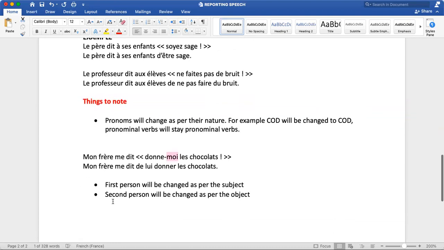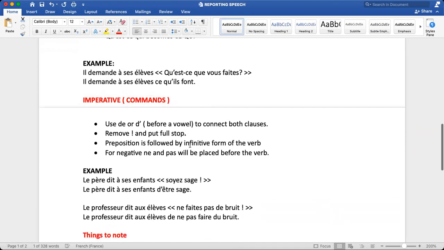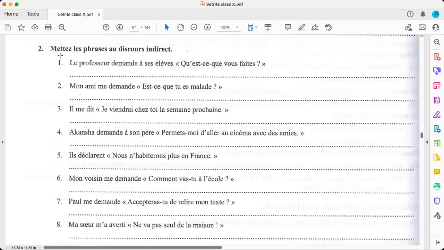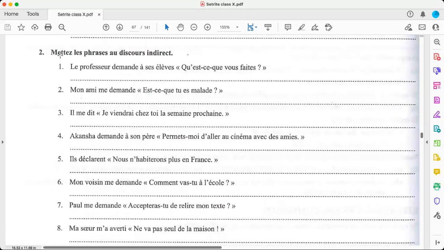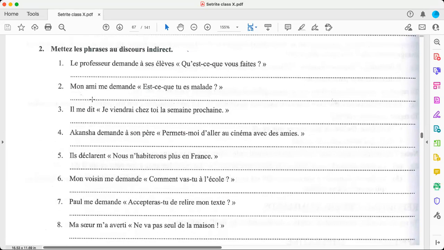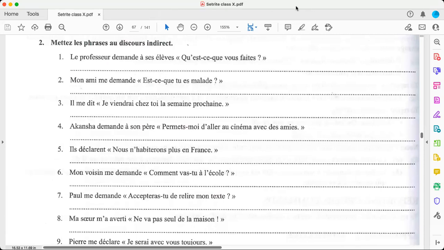This we have already discussed. First person will change as per the subject. Second person will change as per the object. Okay, now understand it better. We will do an exercise from the book, mettez les phrases au discours indirect. Le professeur demande à ses élèves, qu'est-ce que vous faites. Le professeur demande à ses élèves would be the same.